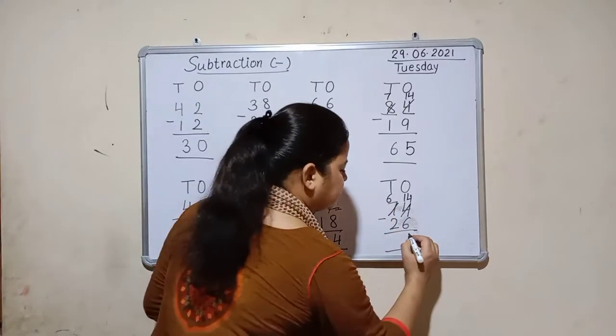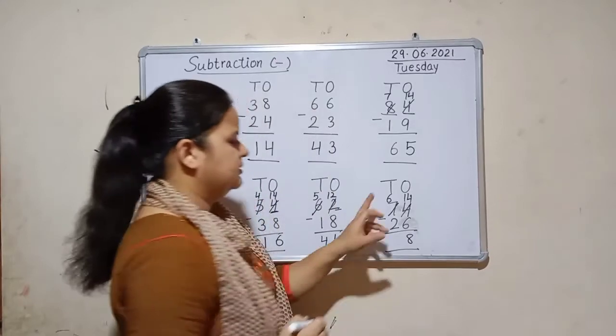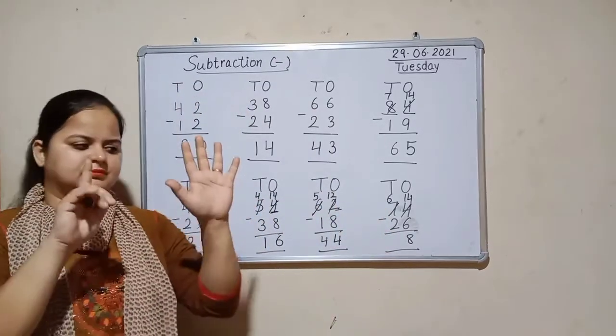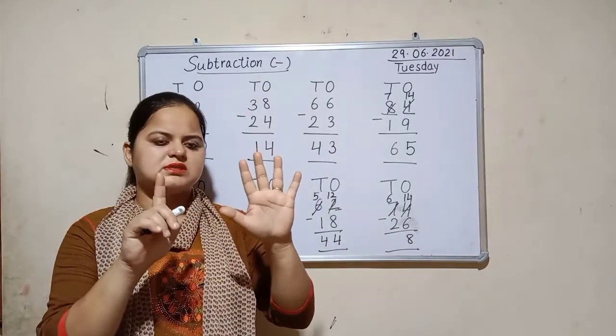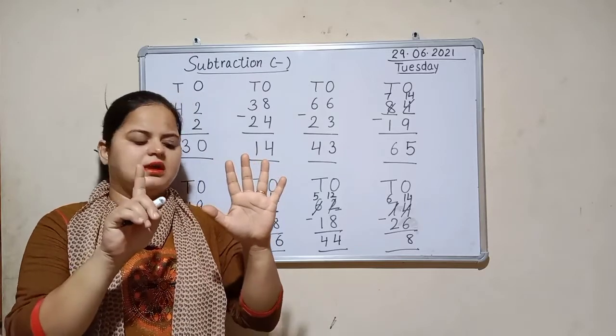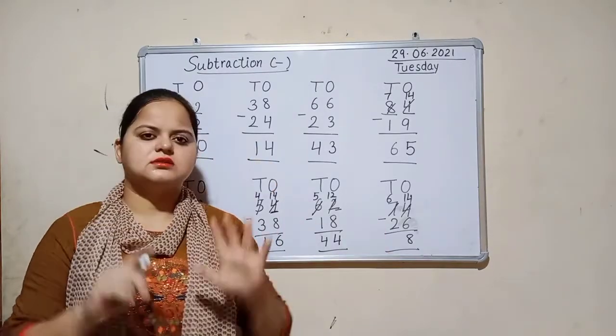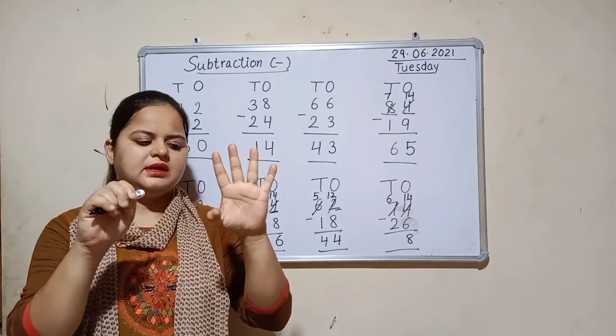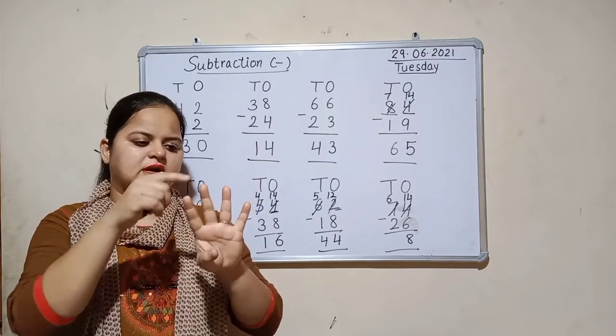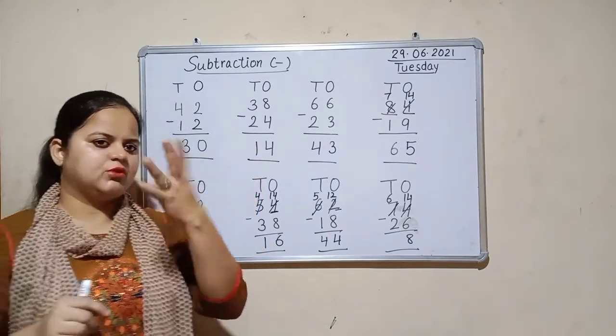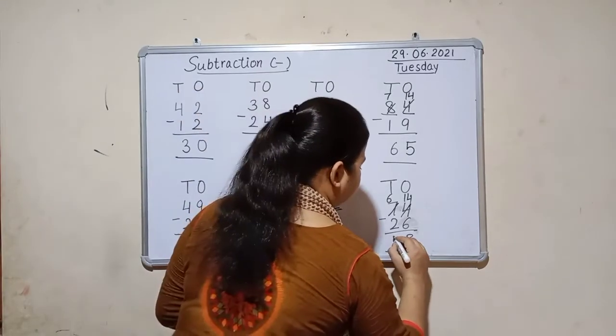14 minus 6, 8. 6 minus 2. Open 6 fingers on your hands and minus 2. 1, 2, 3, 4. We have left only 4.